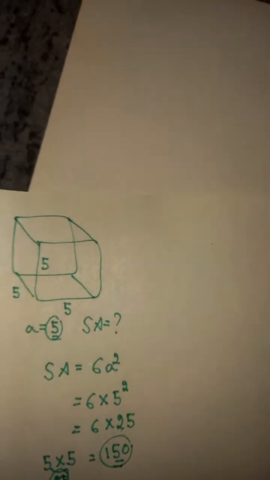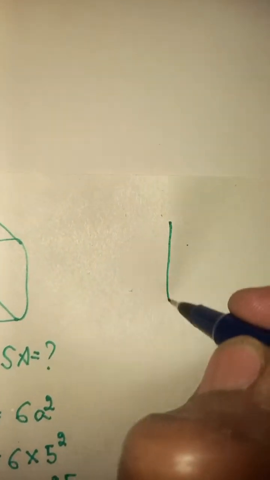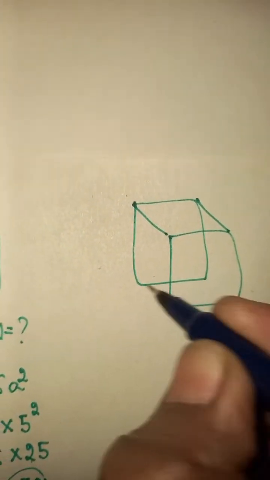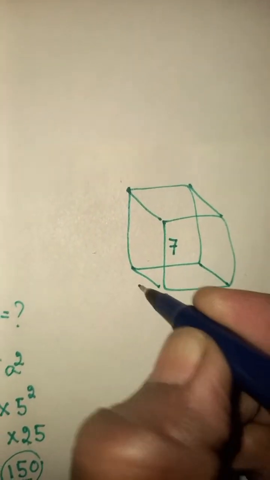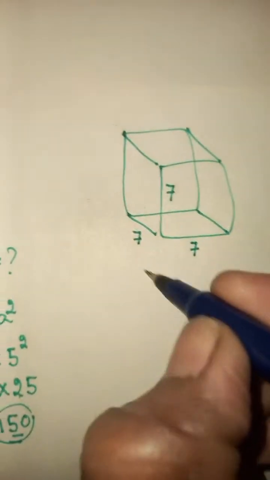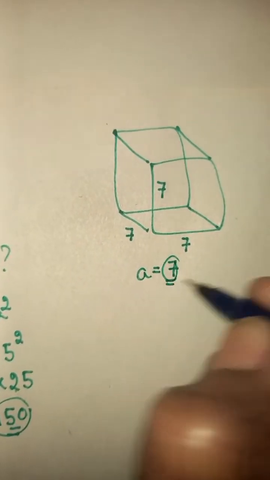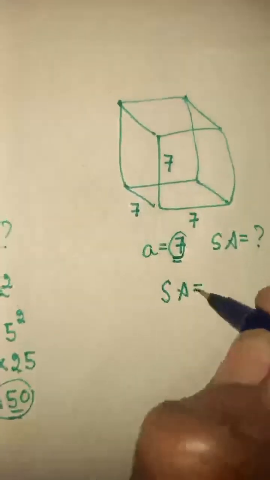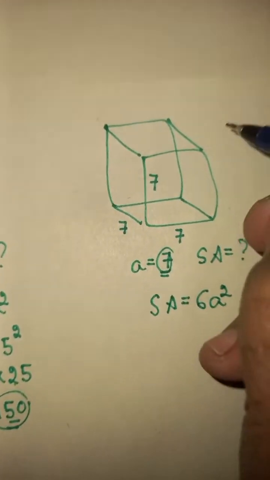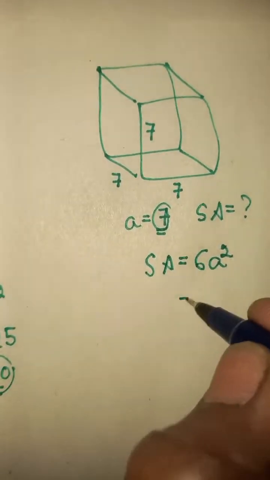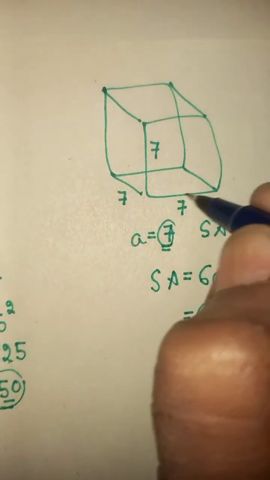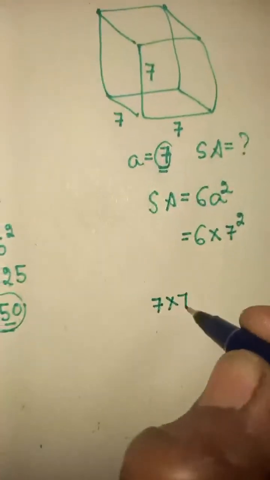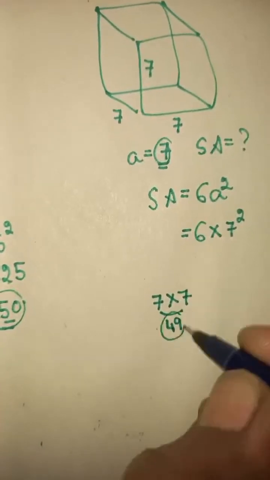Let's take another cube. In this cube they told all the edges are 7 units in length. When all edges are 7 units, here also you need to find out what's the surface area of the cube. Surface area of the cube is 6a square for 6 faces of the cube. That is 6 times the edge length 7 units, 7 square. 7 square means 7 times 7, which becomes 49.